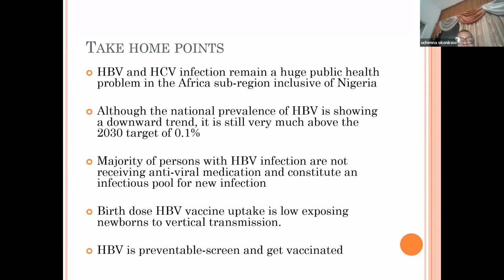And so in summary, hepatitis B and C virus still remain a huge public health problem, especially in Nigeria. I want to drive it home. It's again in the African sub-region generally. But in Nigeria, like we said, Nigeria has the highest burden, even in the African sub-region. Although the national prevalence is showing a downward trend, which I have to congratulate the professionals in this field.